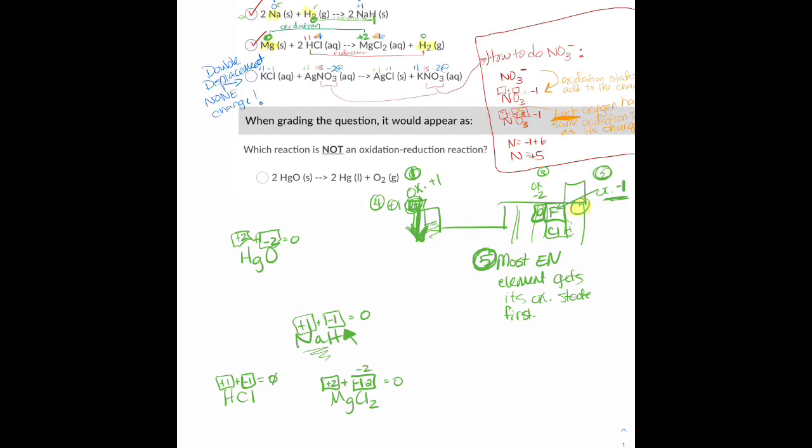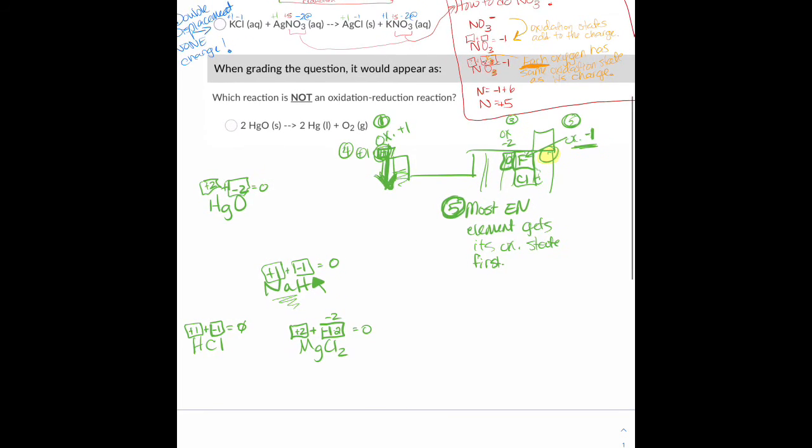Last thing we do is this last problem. Now, this is a double displacement, and I know that because I've got something positive and negative. But we're going to go ahead and do the oxidation states for practice, really quick. So here's all of our compounds: KCl, AgNO3, AgCl, and KNO3. First, do we have anything that's an alkali metal? Yes, we do. Potassium is an alkali metal. He automatically gets +1.